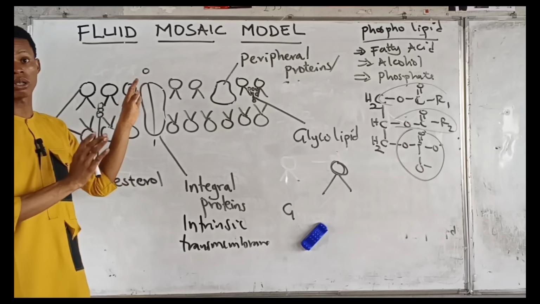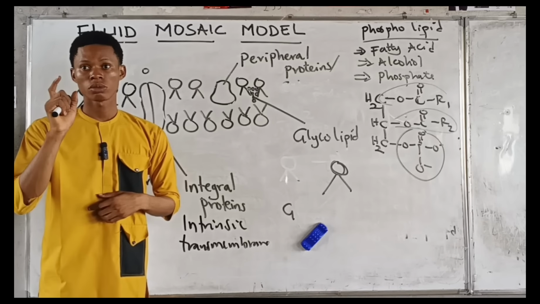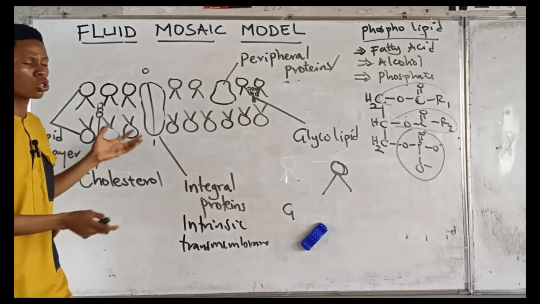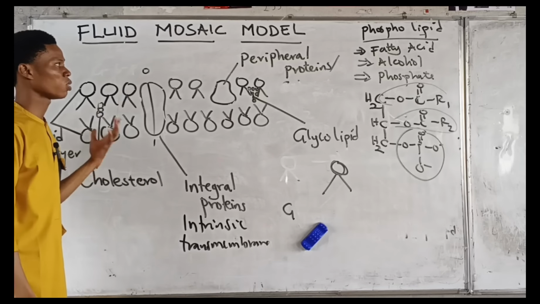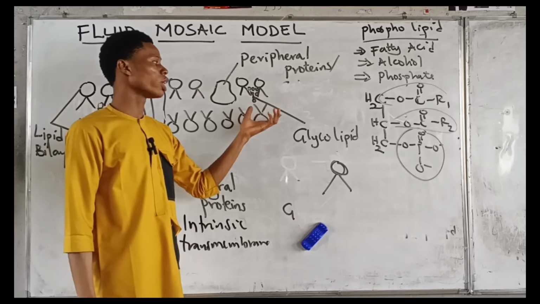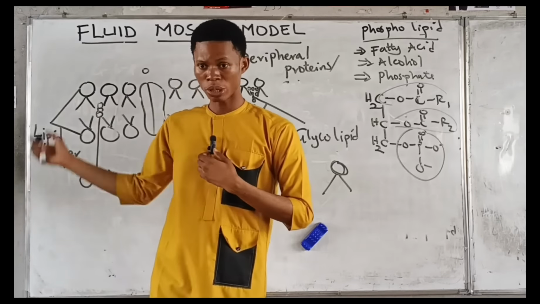We still have more to say about this, but for now, any question? If you're asked to draw, you don't have to cram anything. Just draw your lipid bilayer, put integral protein, peripheral protein, cholesterol. That's very important. Even if you don't put glycoprotein, no problem, but you can put it. All right, so basically that's that.